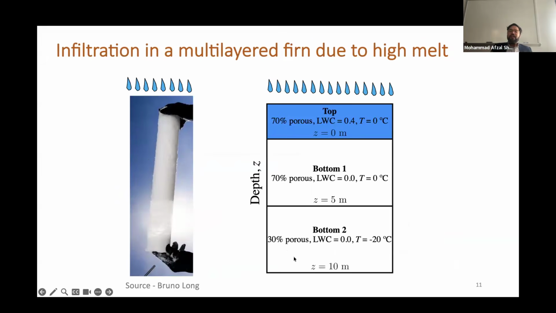I think of a firn which is 10 meters deep with two layers, both layers being 5 meters deep. So the top layer is 70% porous, very similar to snow. There's no moisture content, so it's zero initially, and the temperature is 0 degrees Celsius. And below 5 meters, the porosity changes to 30%. Moisture content is still zero, but the temperature goes to minus 20 degrees Celsius. And at the surface, there is a high melt event, such as rain, that suddenly increases your moisture content to 0.4. Let's see how this firn will evolve.